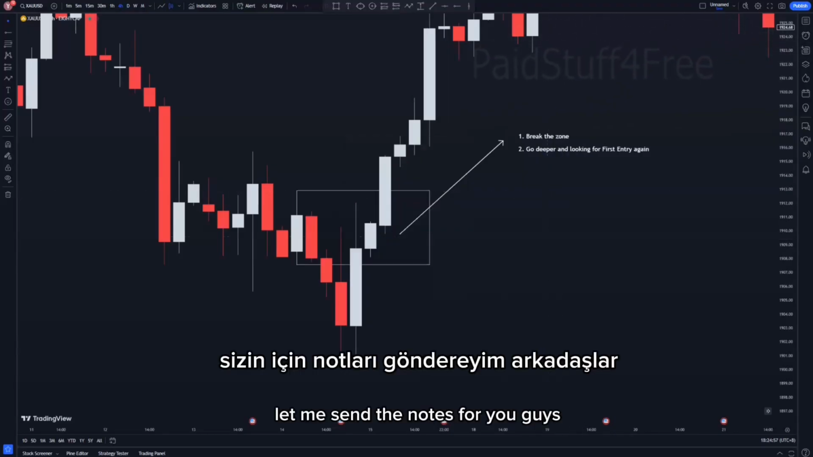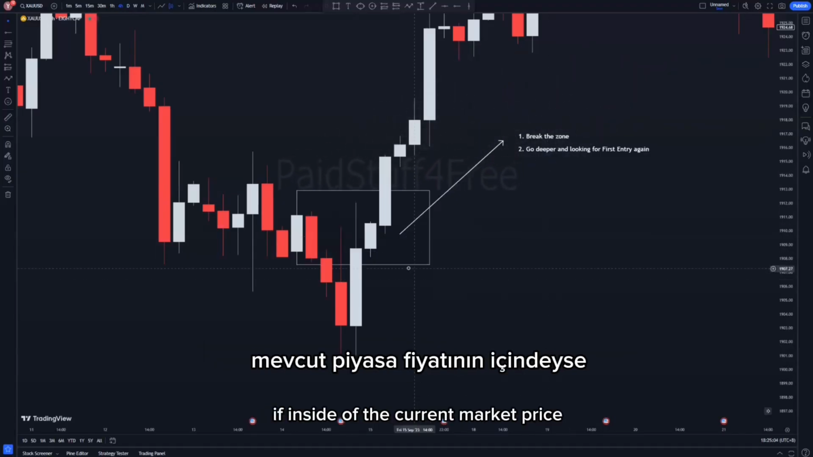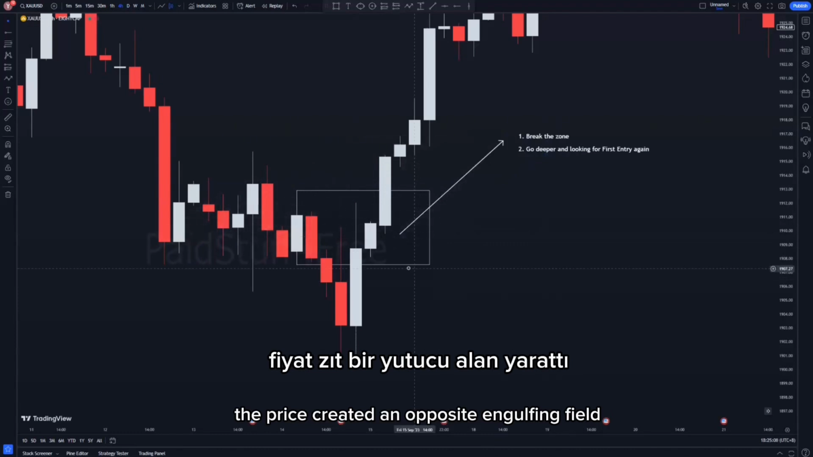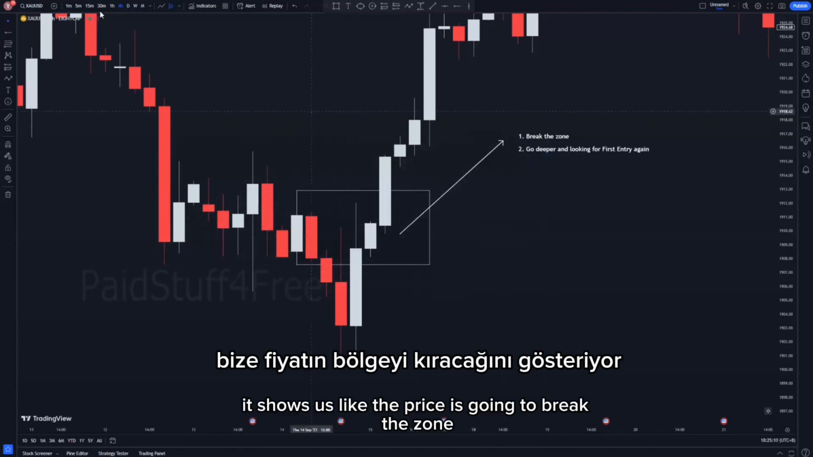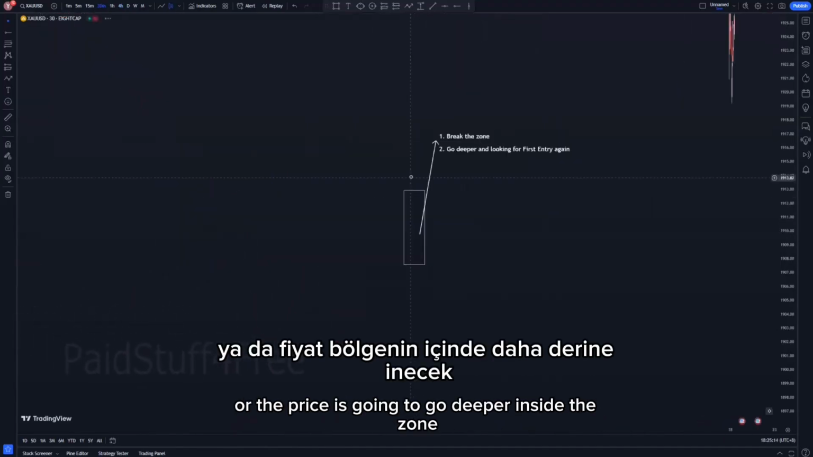Okay, let me send the notes for you guys. Make sure you download these notes. Look at the current market price. Like I said, if inside of the current market price the price creates an opposite engulfing fill, it shows us the price is going to break the zone or the price is going to go deeper inside the zone.